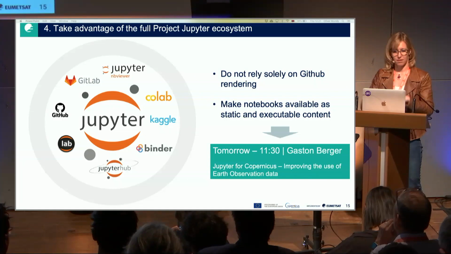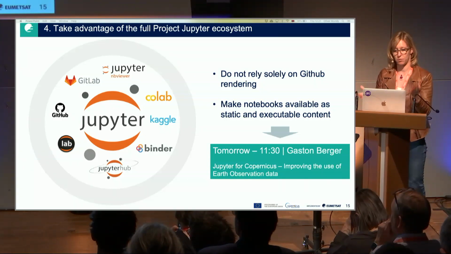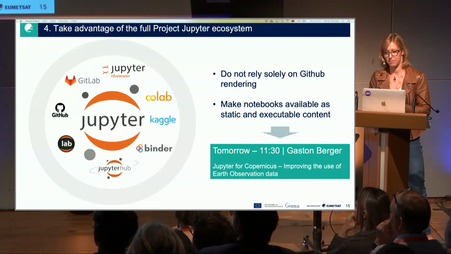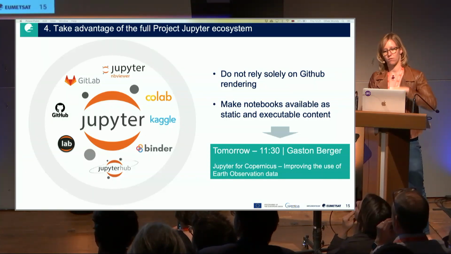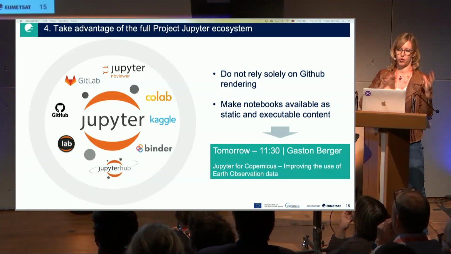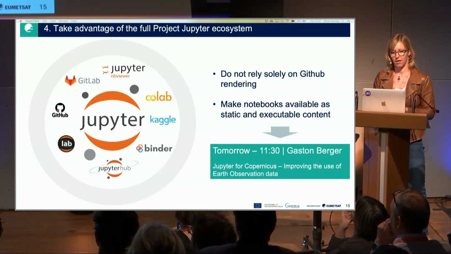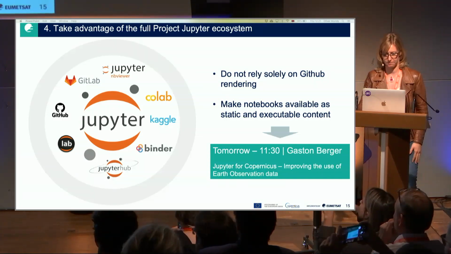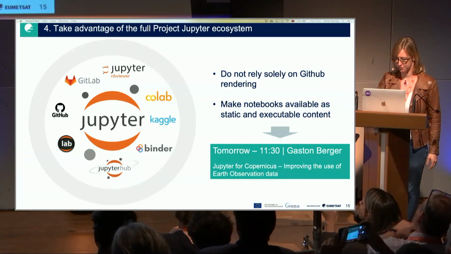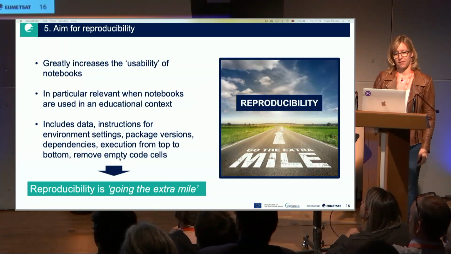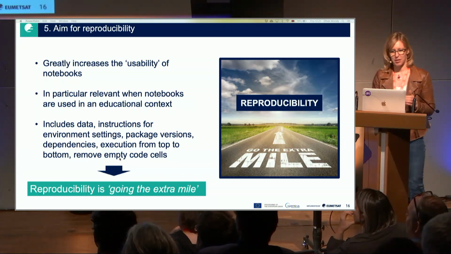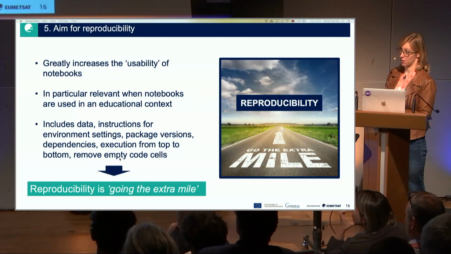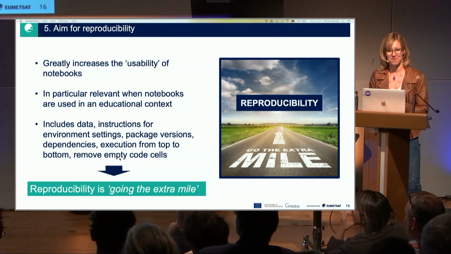It can be your own training platform, or it can also be one of the free ones like Colab, Kaggle, Binder, etc. And if you're interested in how we use some of the Jupyter functionalities and projects in this training that we developed, there is another talk tomorrow about Jupyter for Copernicus. And the fifth guiding principle is aim for reproducibility, and this is at the same time also my conclusion, what I want to give everyone on the way.